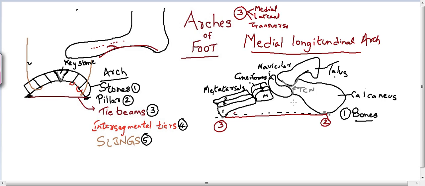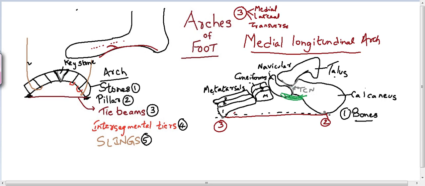It's called the plantar calcaneonavicular ligament. But actually it's beautifully acting like a spring, so we call it a spring ligament. It connects the calcaneus with the navicular. We can call it the plantar calcaneonavicular ligament.